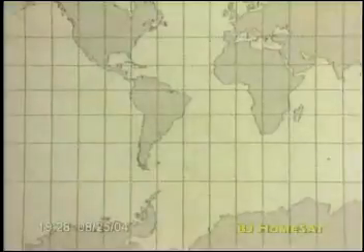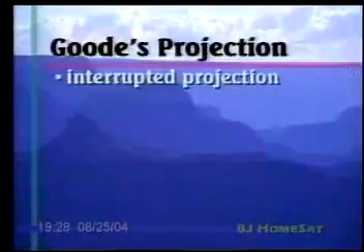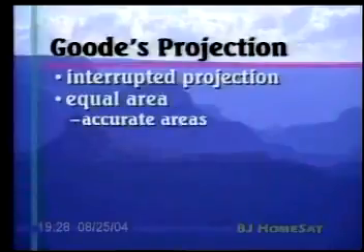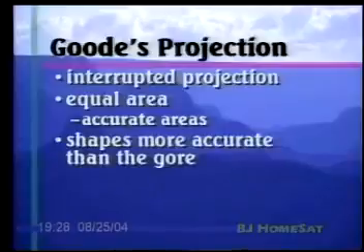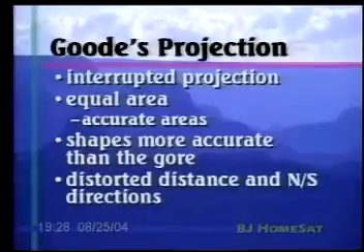Okay, then there are other versions of cylindrical projections. One of those is Good's projection. And this is actually an interrupted projection. And we'll see in a moment what that looks like. It does have equal area. That means the areas are accurate. And the shapes are more accurate than the Gore, which is another type of interrupted projection. Or, well, the Gore is an interrupted map. It's not actually a projection. And the Good's projection does have distorted distance and north-south directions. And let's look at an example of Good's.